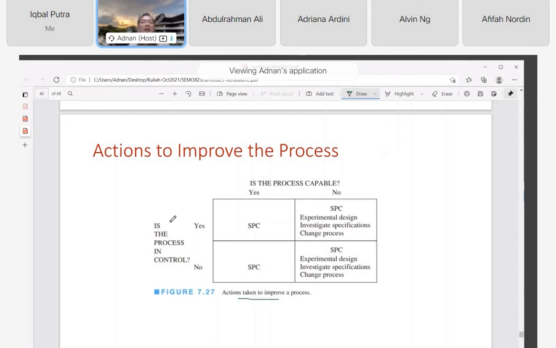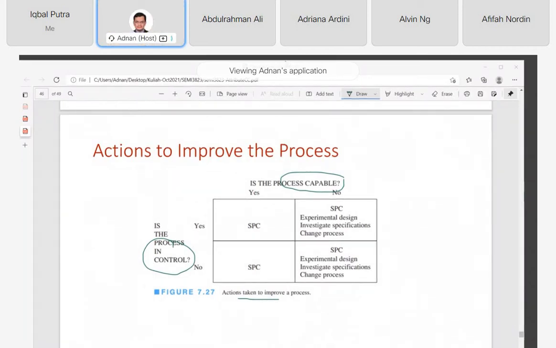We are monitoring: is the process in control, or is the process capable? I think it is time for a break now. I will continue after the break. We take a 10-minute break. Is it okay? Break now? Okay, break.